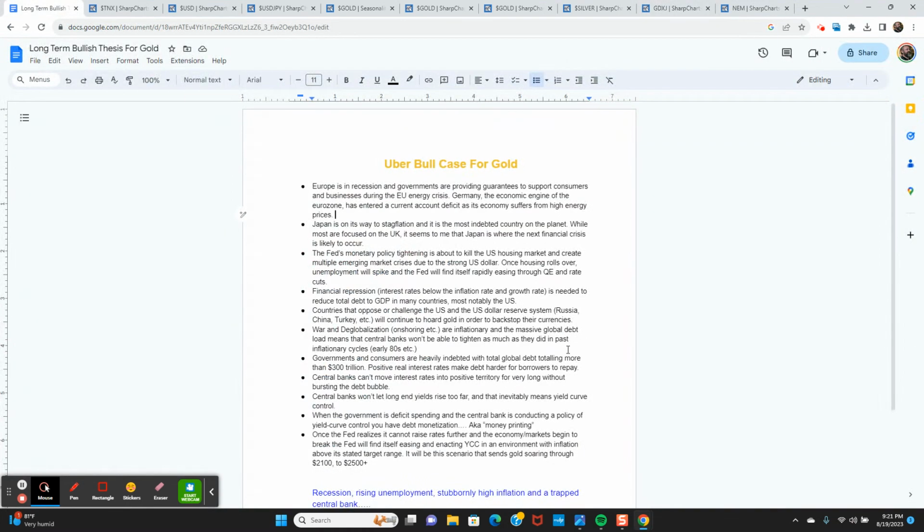Going back to the fundamentals, the set of points that I made last October when I was saying, bull case for gold here at 1650 is this. Some of the points have proven to be right, and some of them are so far off the mark, right? Killing the U.S. housing market, that hasn't happened yet, okay? We haven't had an emerging market crisis yet. We haven't had housing rollover yet. The unemployment rate has not spiked yet, right?